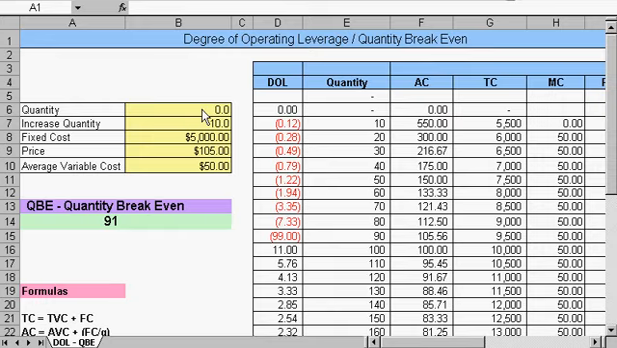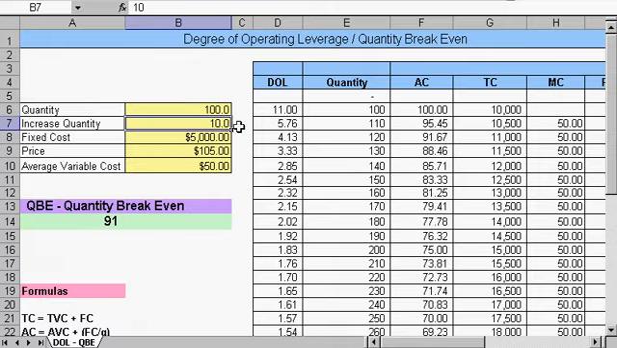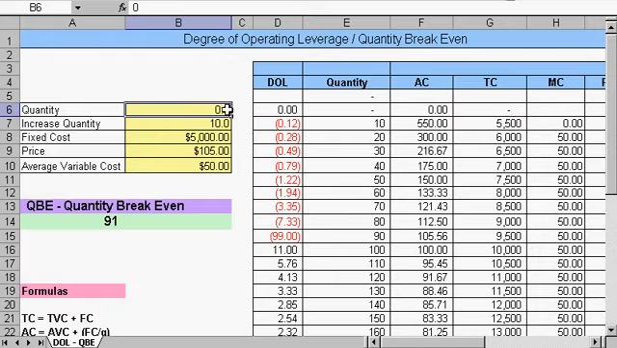Let's take a look at some of the calculations. Here we have quantity, increase in quantity. So this will set up our chart. We can make this 100, and this will increase or decrease. So let's stay with 0. These are our fixed costs. Once again, fixed costs are something that do not change with the amount of units manufactured, such as rent. Here's the price, $105, and the average variable cost is $50.